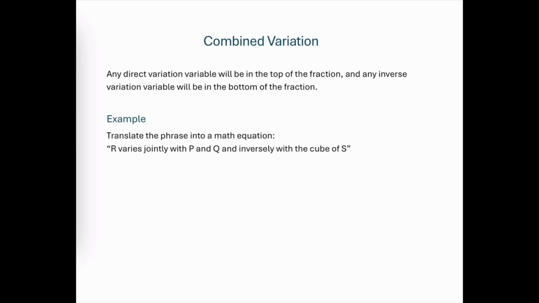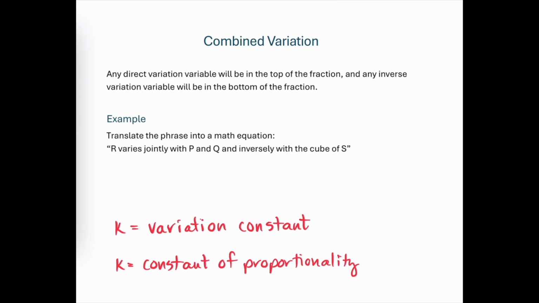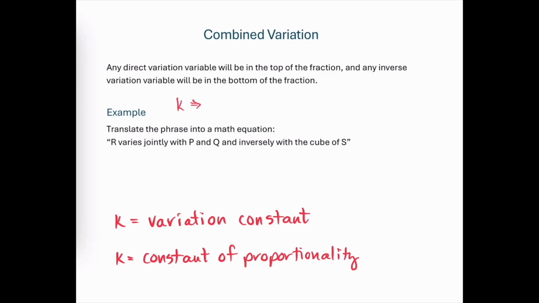And some variation problems will have more than one variable, where some might be in a direct relationship and others might be in an inverse relationship. The variables with which we have a direct relationship are going to be in the top of the fraction in the variation equation. And any variable where there's an inverse relationship will be located in the bottom of the fraction in the variation equation. As a reminder, k is what we call the variation constant, or the constant of proportionality. But in a variation equation, the value of k will always be in the top of the fraction.